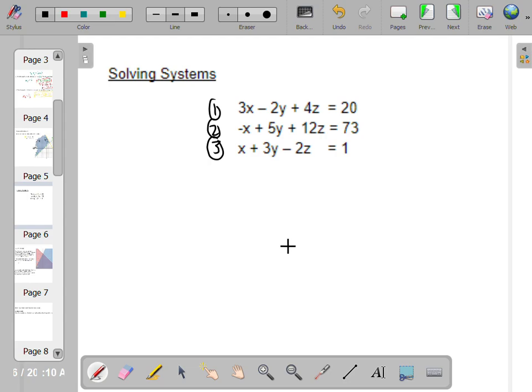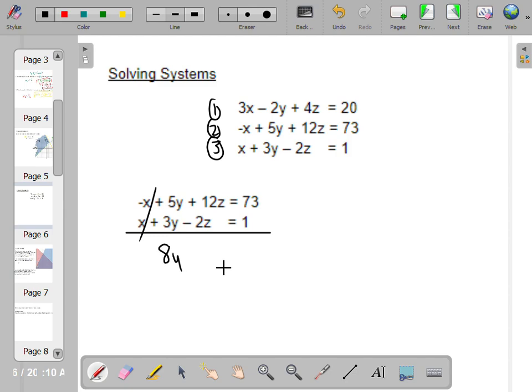The name of the game is you have to combine two equations and eliminate a variable, but you have to do that two different ways. If you can find easy variables that'll cancel out, do that. So I'm looking at these two because right now those x's will cancel out. I'm going to take lines 2 and 3 and combine those to create a new equation. So if I add these two equations together, x's cancel out, 5 plus 3 is 8, 12 minus 2 is 10, 73 plus 1 is 74.